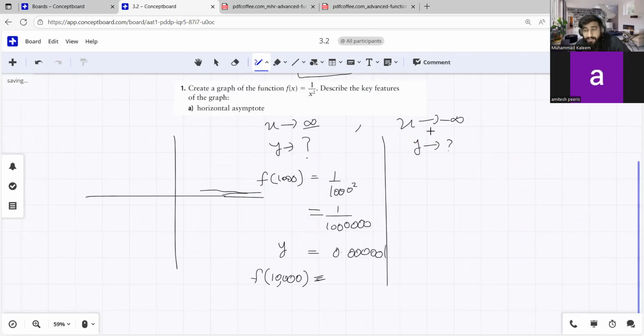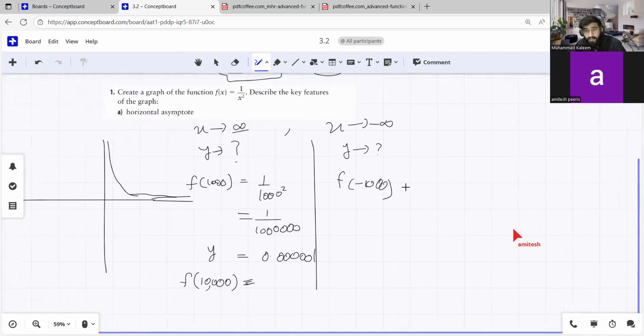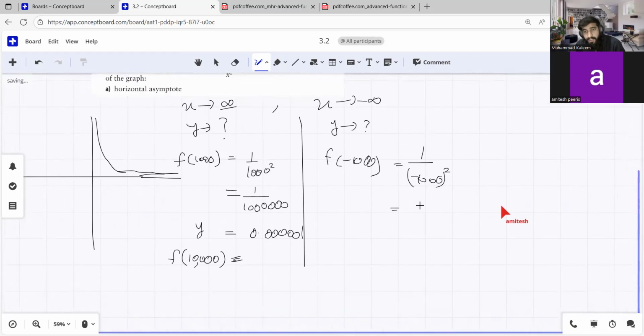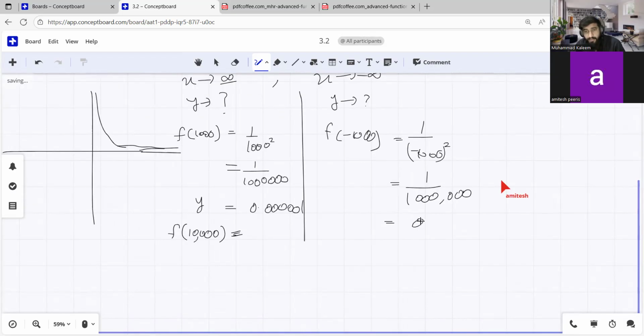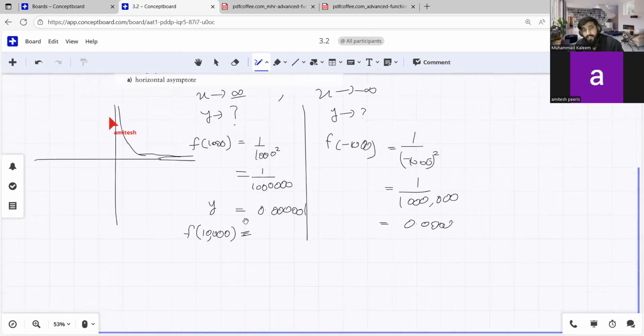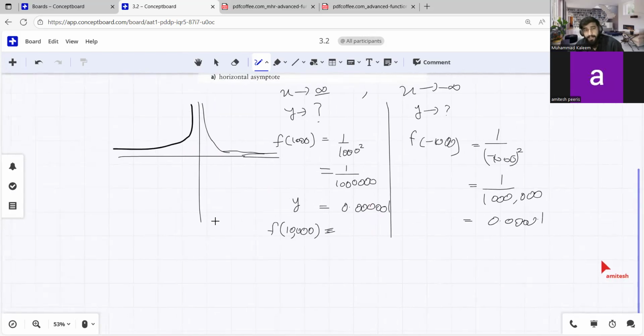We will check the same behavior in the negative. If you pick negative 1,000, how much is that? It will be 1 over negative 1,000 squared. Because of the square, this negative will turn into positive, right? Yes, it will be 1 million again in the denominator, but still positive. So it will be the same value, 0.000001.